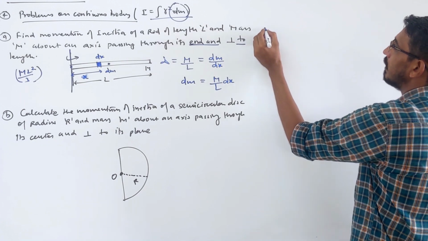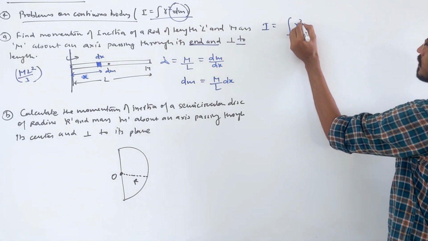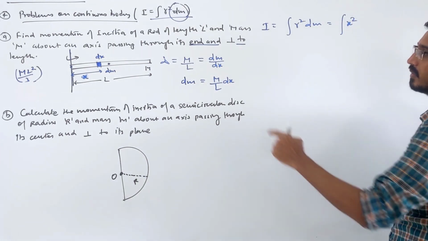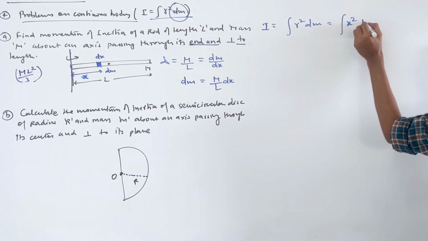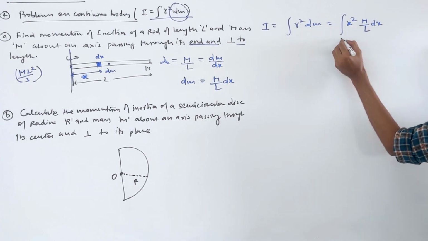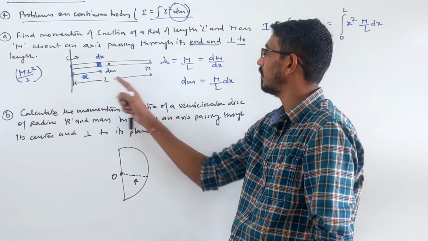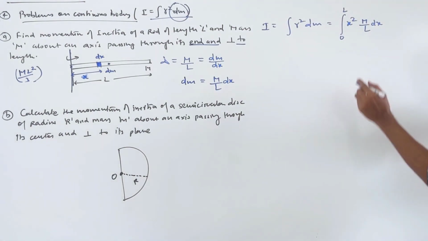Now you write your formula. The formula says the integration is r square into dm. Here r square means the general distance, which I took as x square, and dm I wrote as m by l into dx, and this length varies from 0 to l. From here to here it varies. So let's solve this.